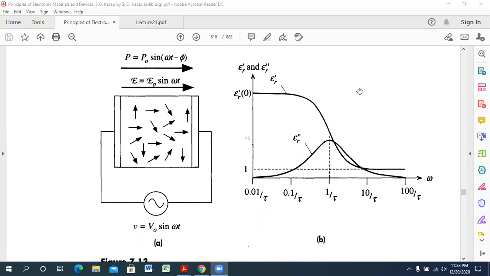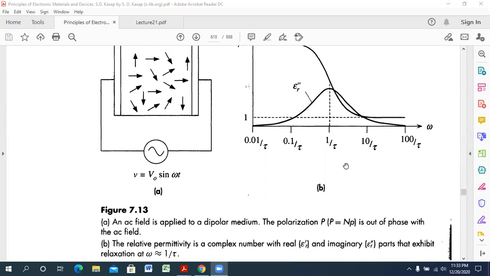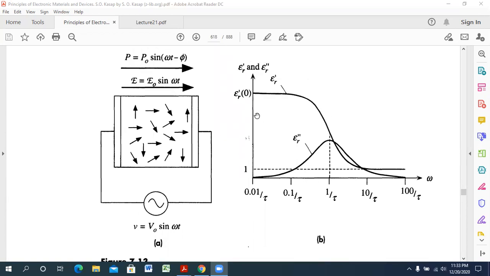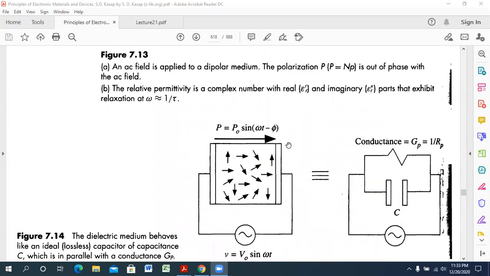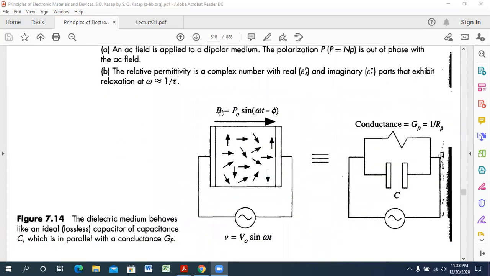So this figure 7.13b is the plotting of epsilon r prime and epsilon r double prime. We will also discuss these things, this equivalent. We can also write down the equivalence of this parameter, that means the polarization with a parallel resistor and a parallel capacitor.